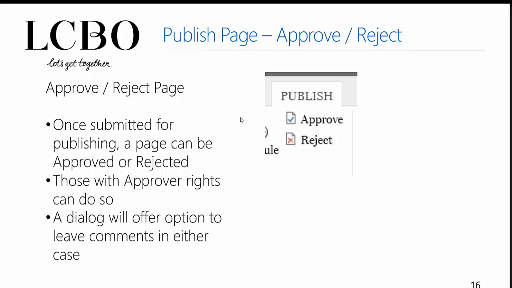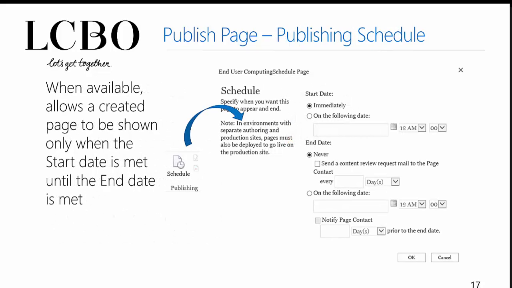Publish page, approve or reject on the ribbon Publish tab. Once submitted for publishing, a page can be approved or rejected. Only those people with approver rights can do so. Some content managers have the ability to approve pages themselves. Some do not, and it requires a separate person to actually approve the content. A dialog will offer an option to leave comments in either case.